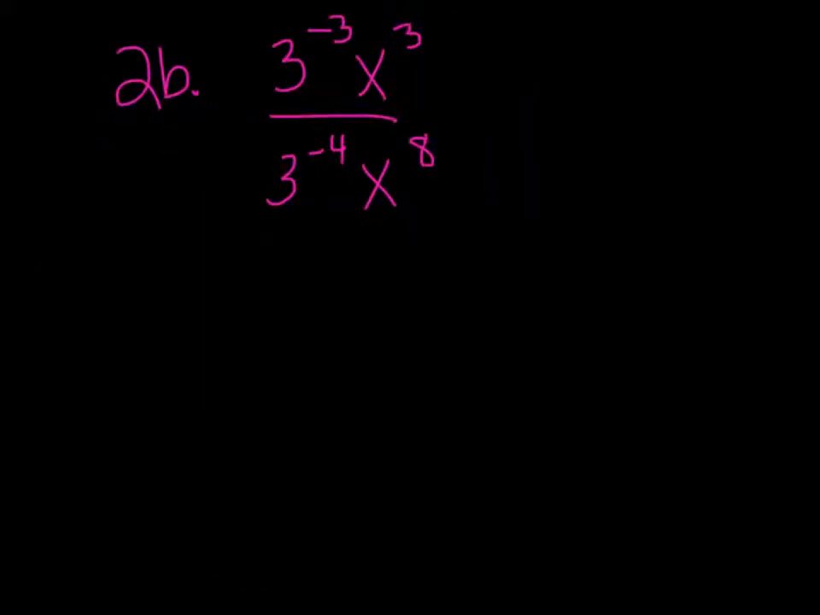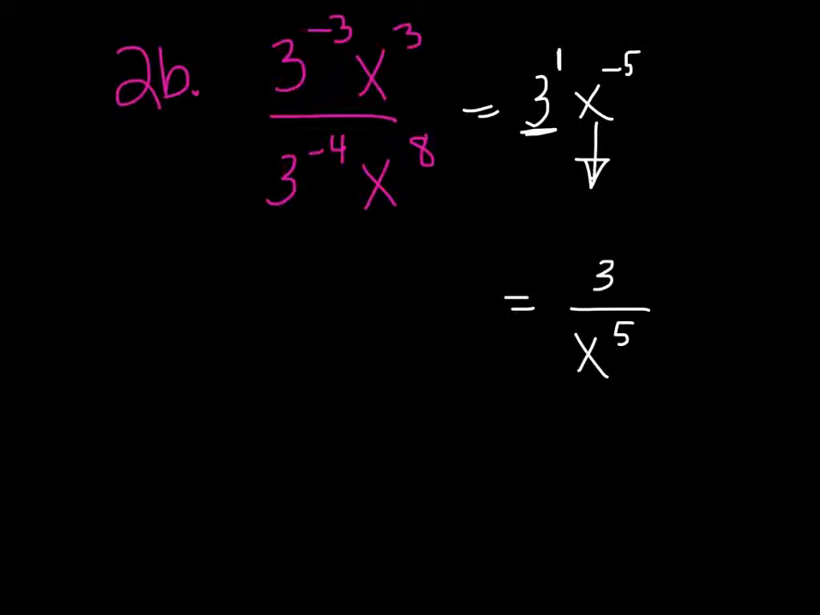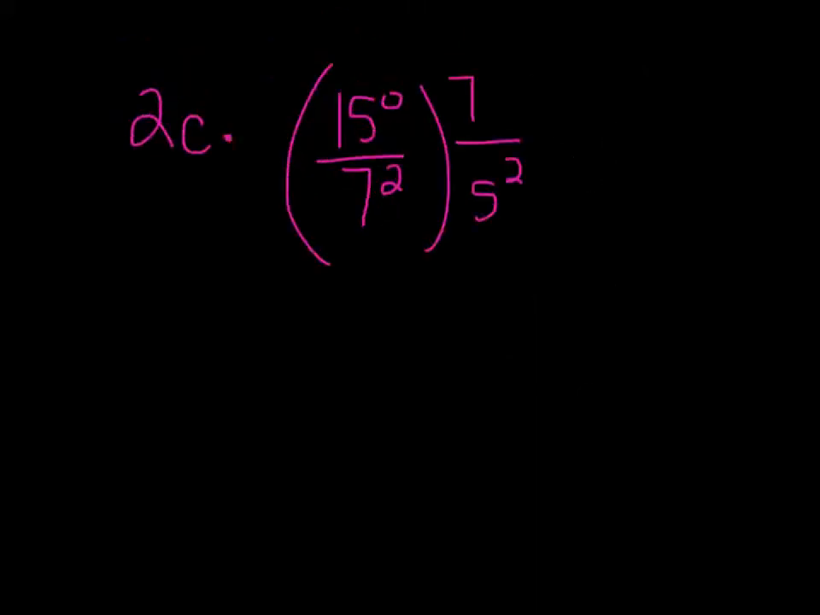Okay, so on B, I have noticed that I'm dividing two things with the same base, so I'm going to start by subtracting those powers, negative 3 minus negative 4, and you might want to use your calculator for help there. That equals 1, and then x to the 3 minus 8 is negative 5. So this gets to stay where it is. This gets shoved down to the basement. So I have 3 over x to the 5th. So not quite as hard as A was.